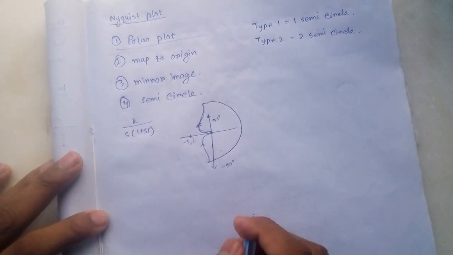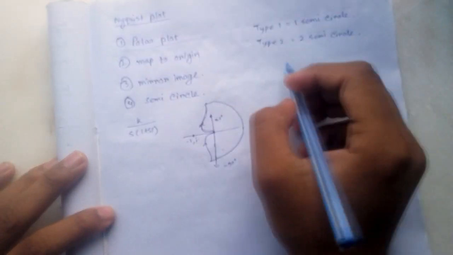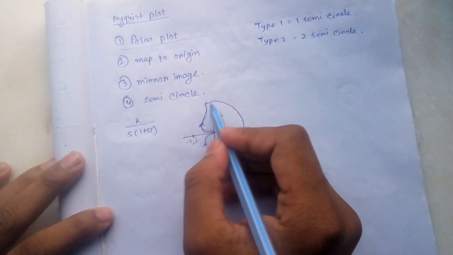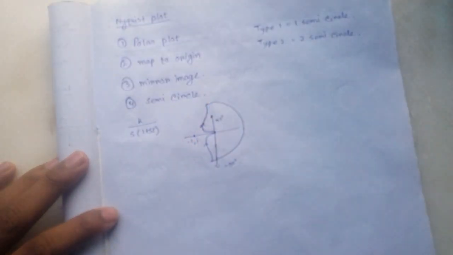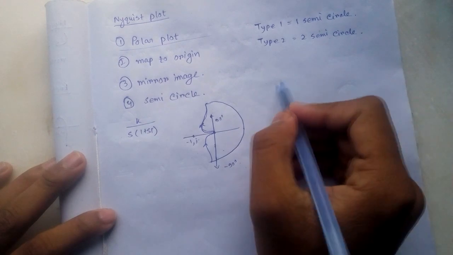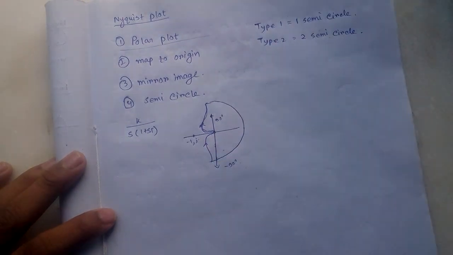Now one more thing: for a type 1 system there will be 1 semicircle, for a type 2 system there will be 2 semicircles, and for type 3 there will be 3 semicircles. I will explain it sometime later.